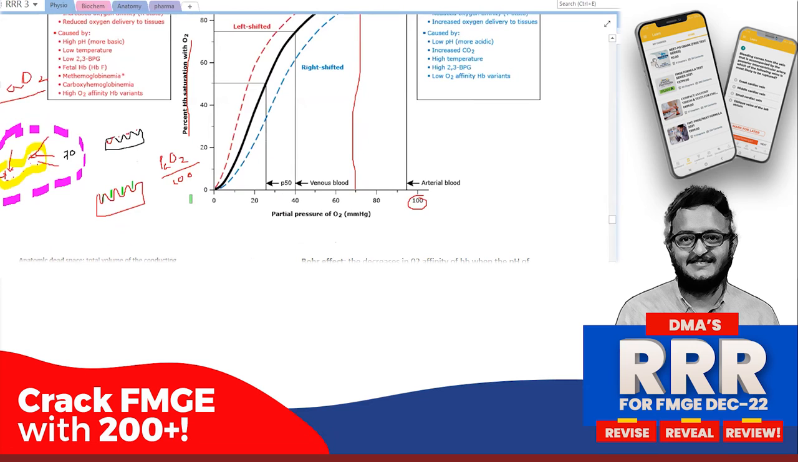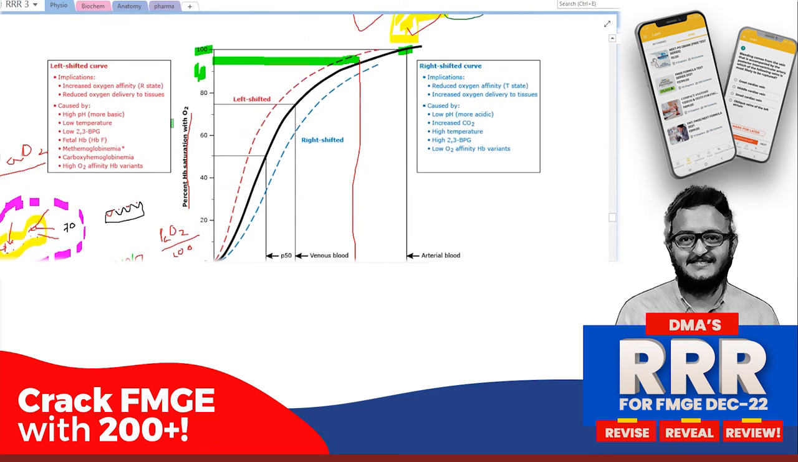So even if I reduce the partial pressure from 100 to 70, even 60, that oxygen saturation will not drastically decrease. It will just mildly, gradually decrease. So that is why this curve is around flat, like this. Okay, so it is good, isn't it? It is good. But what is going to happen now?